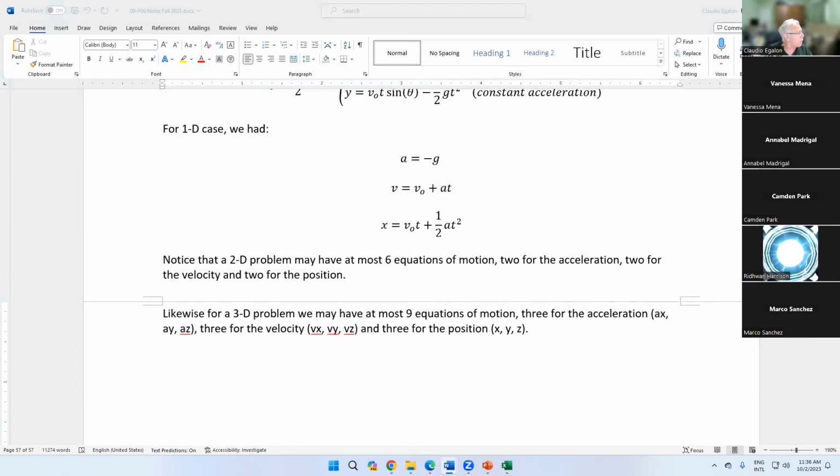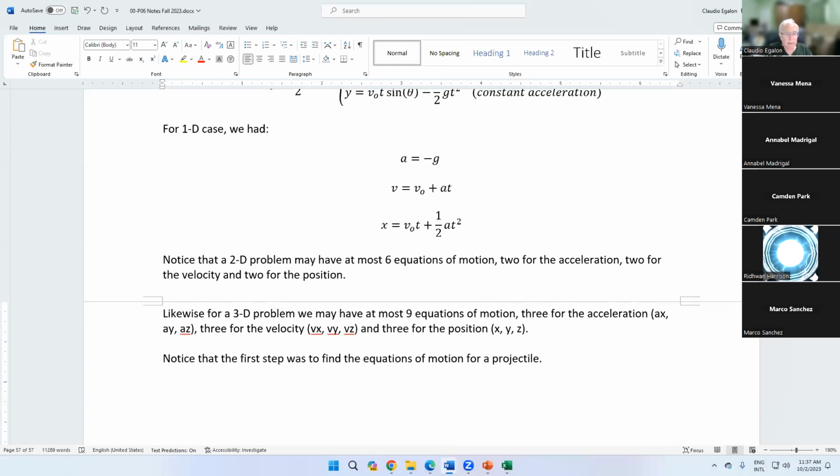So now we are going to apply this. We are going to do another example. Notice that the first step was to find the equations of motion for a projectile. That's the first step. Once you have the equations of motion for the projectile, you can find other things.